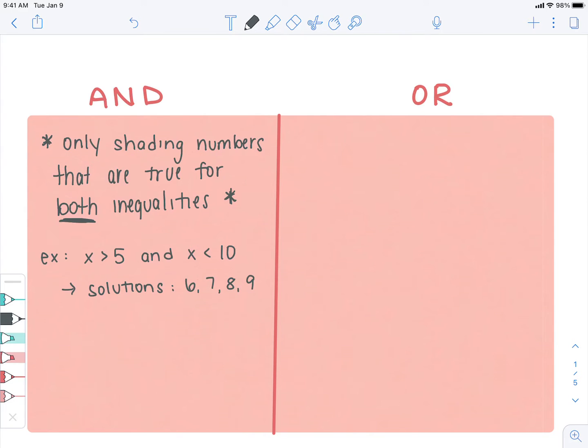So 11 is not a solution because 11 is not smaller than 10. So it has to be true for both of them. We can only use numbers that are true for both.